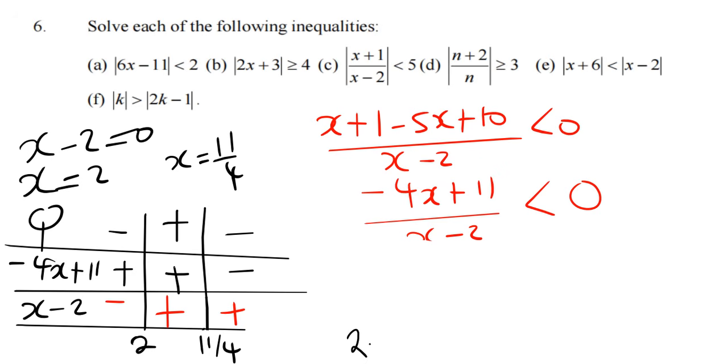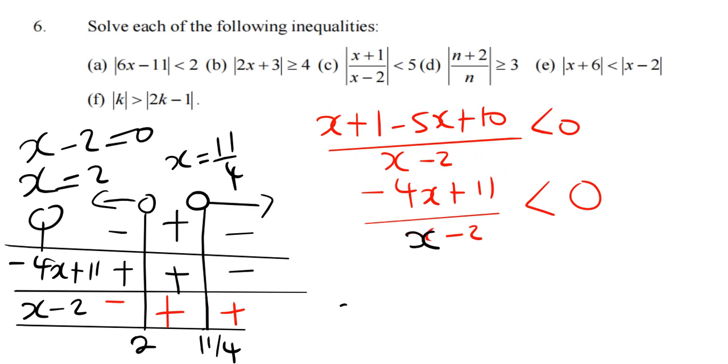Then you look at your inequality. Our inequality was saying this expression is less than 0, so we're getting the negative regions from here going in this direction, from here going in that direction. So in this case, make sure that you consider this part. This is x minus 2, so you don't want a 2. You don't want it because it's going to make it undefined.